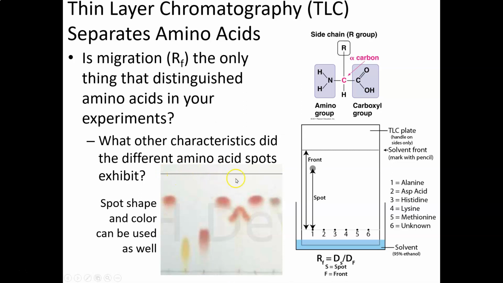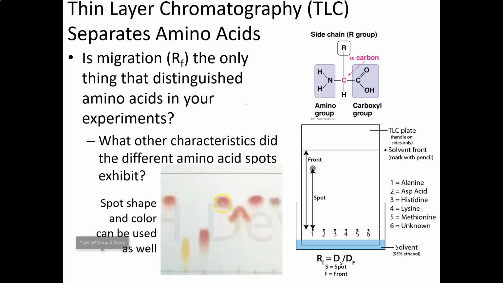Here's our finishing point, our pencil line here. So if we measured from this pencil line to that pencil line, we would get our DF, right? That's the solvent front. So that's our DF. That's this one right here. So the point is you can measure different RFs, and sometimes they come out the same.